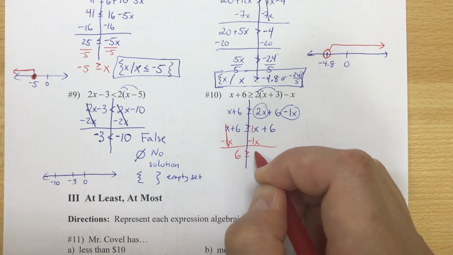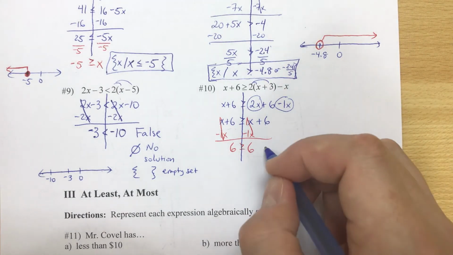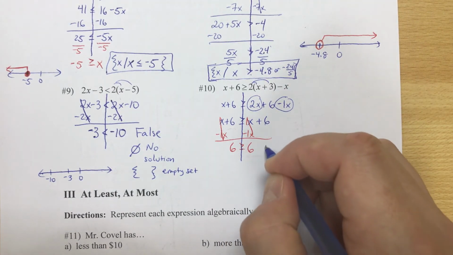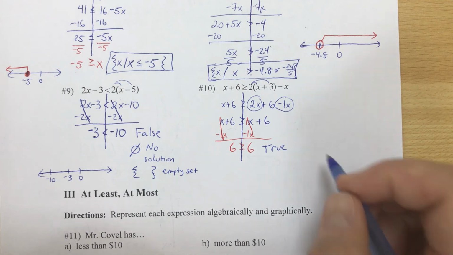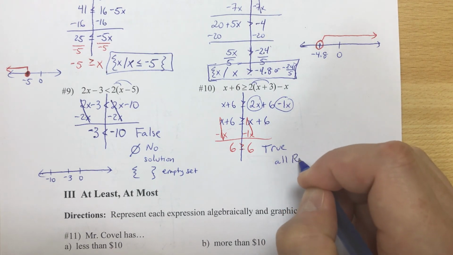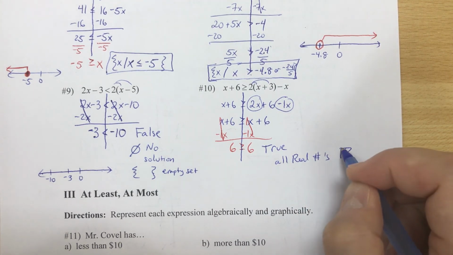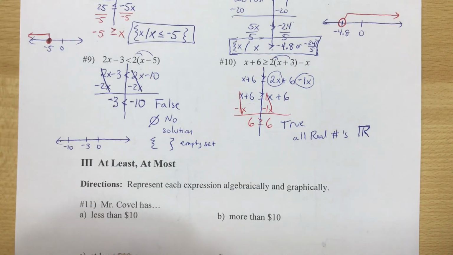6 greater than or equal to 6. Now this time, that's true. 6 is equal to itself. In a true statement, remember that the answer was all the real numbers. Okay, or you could use the symbol, the double bar R, for the real numbers.